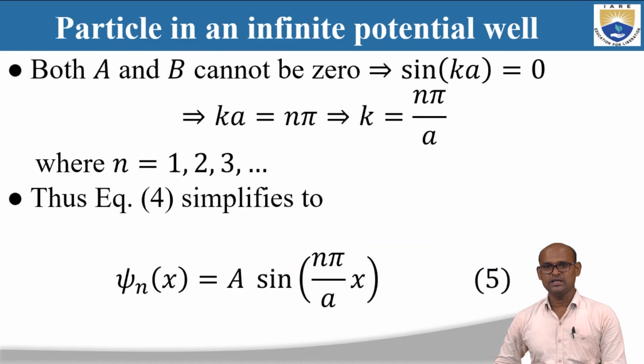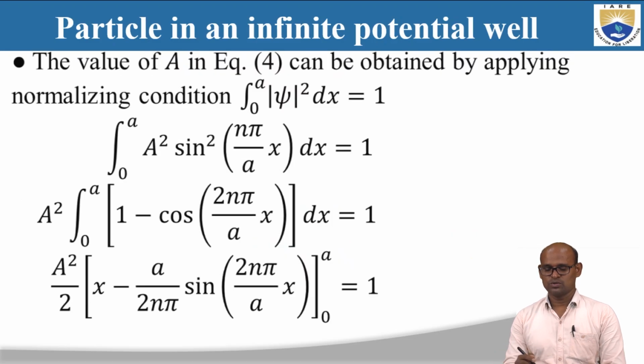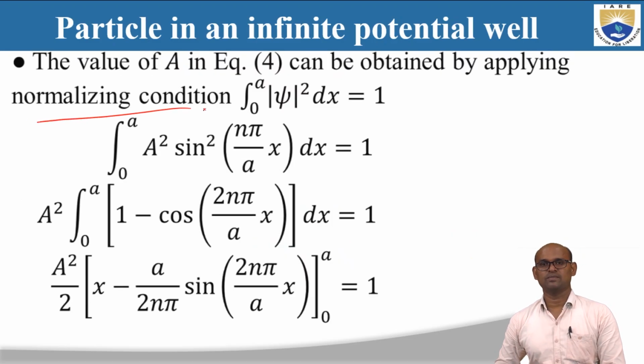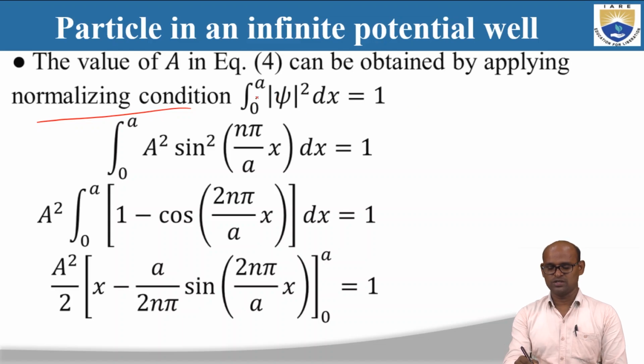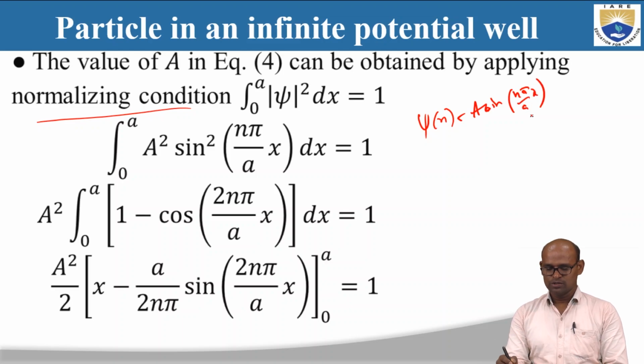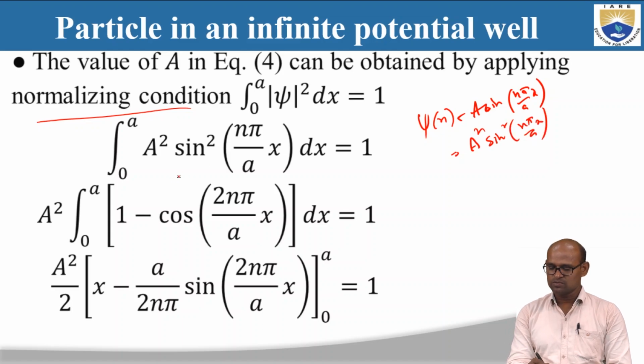We already have the wave function psi of x, but there is still one unknown constant A. So we need to find this unknown constant A. For that, we use the normalization condition of the wave function in the given region: integral 0 to a of mod psi square dx equal to 1. Mod psi of x is given as A sine n pi by a into x, so mod psi of x square will be A square sine square n pi by a into x. That is what I have substituted here.